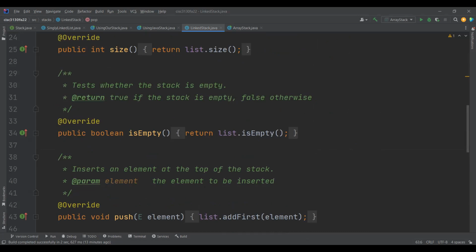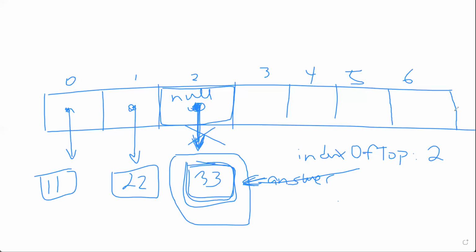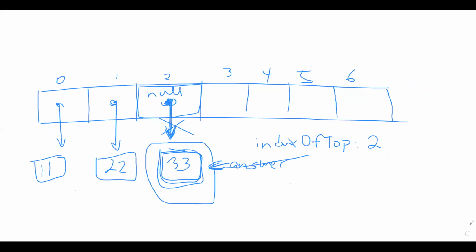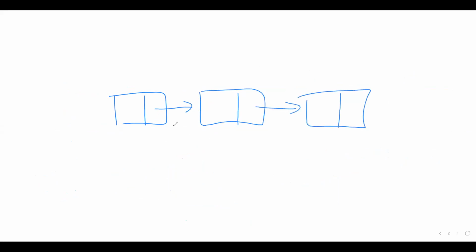In other words, if we're building a list here for our stack, let's say we have these elements, 11, 22, 33 in our stack. And suppose we want to add a new element to the stack. So one approach would be to add it at the front. Another approach would be to add it at the tail.